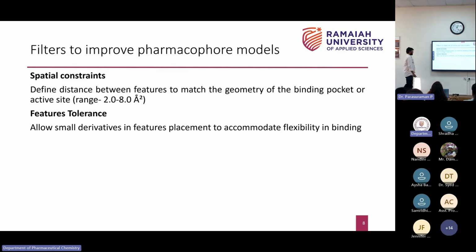Next, feature tolerance. It allows small derivatives in the features to accommodate flexibility. If the flexibility is there, the molecule can go and bind to that specific target or protein.